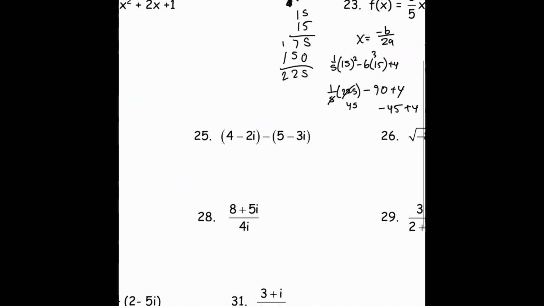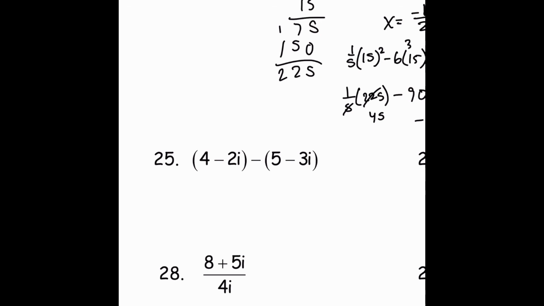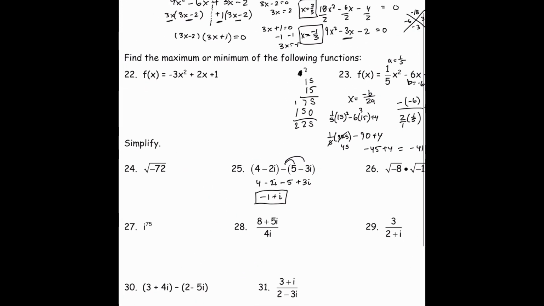Okay, simplify. It gets a lot easier from here. So number 25, we're just combining like terms. So 4 minus 2i, this will distribute, the negative will. So negative 5 plus 3i. Just combining like terms. 4 and negative 5, negative 1. Negative 2 and 3, plus i. Easy peasy.